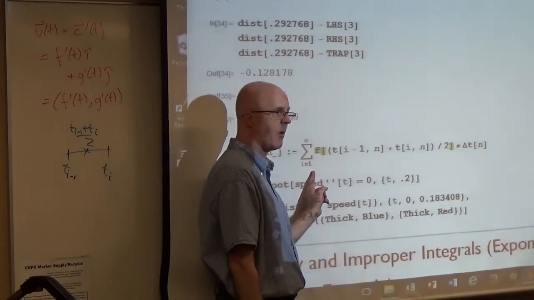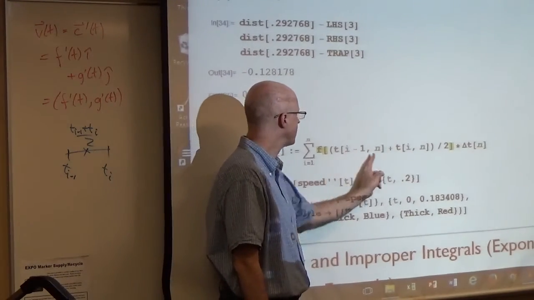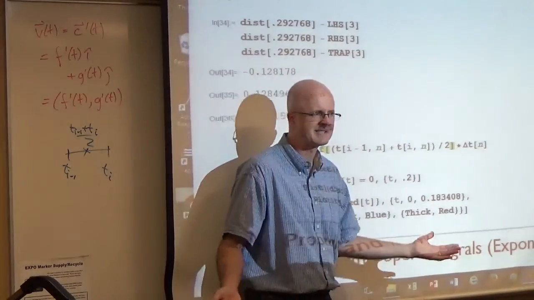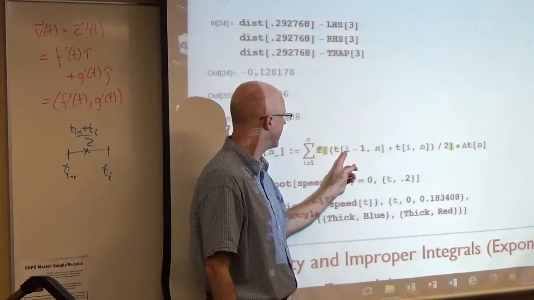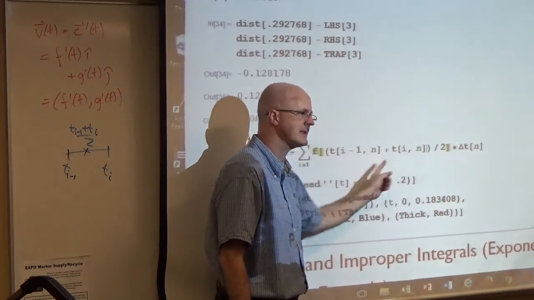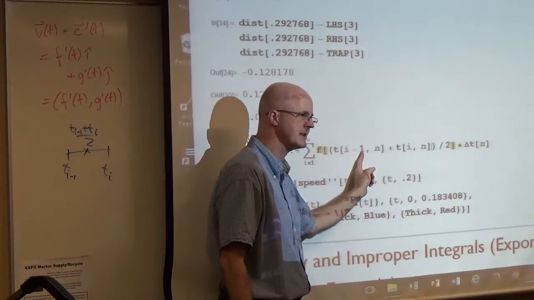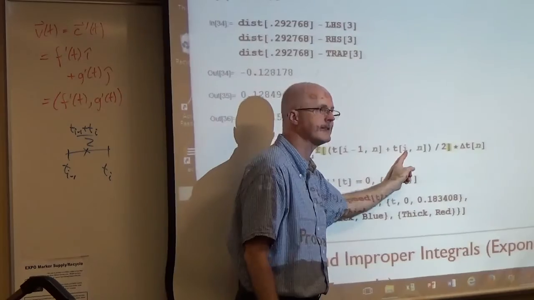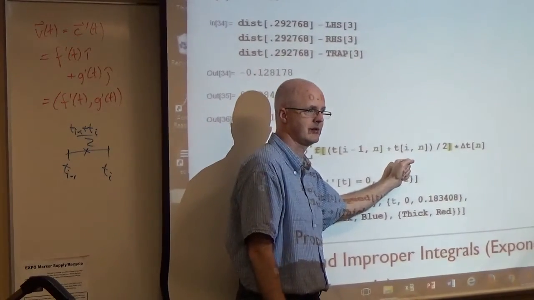With i starting at 1, this is doing the right thing. That's the midpoint of the first subinterval. If I started i at 0 instead, then I'd want an i there and an i plus 1 there. But since I'm starting at 1, I can have an i minus 1, t sub 0, for the first term, and an i there, t sub 1, for the first subinterval.